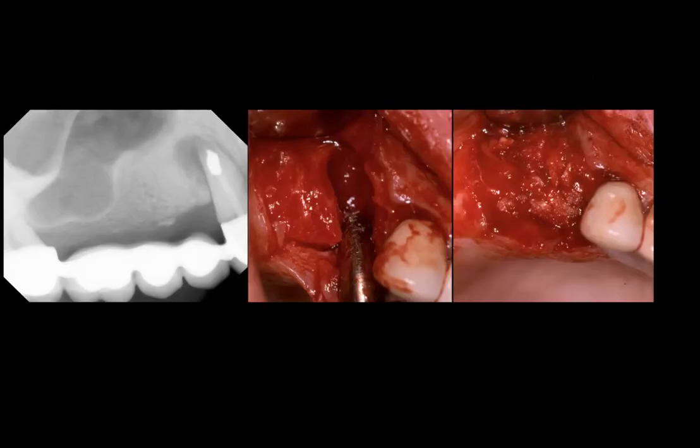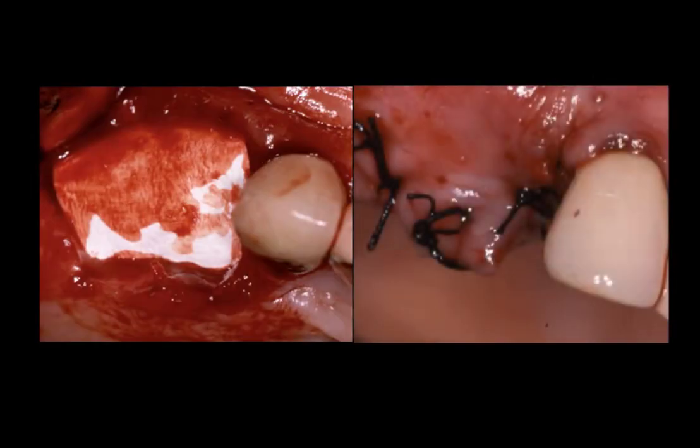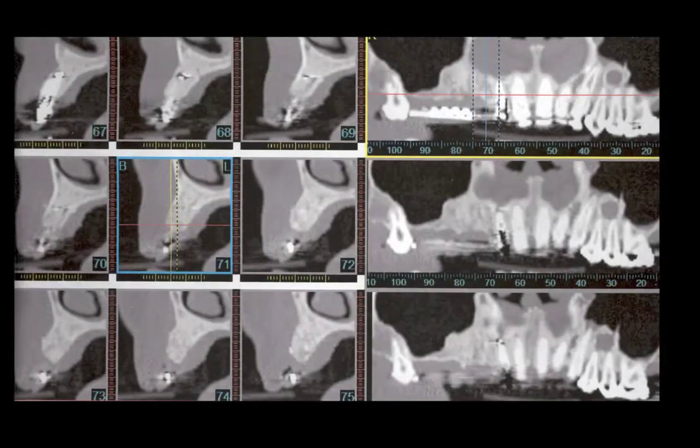And then I covered it with a resorbable collagen membrane and achieved primary closure. Again, the principles of bone regeneration. And that's at time 0. And now at 6 months, this is when I came back from my deployment. And we took a CBCT, and you can see the bone fill that took place.